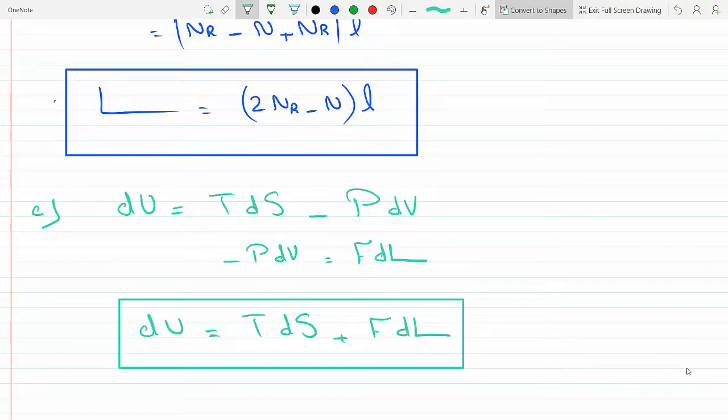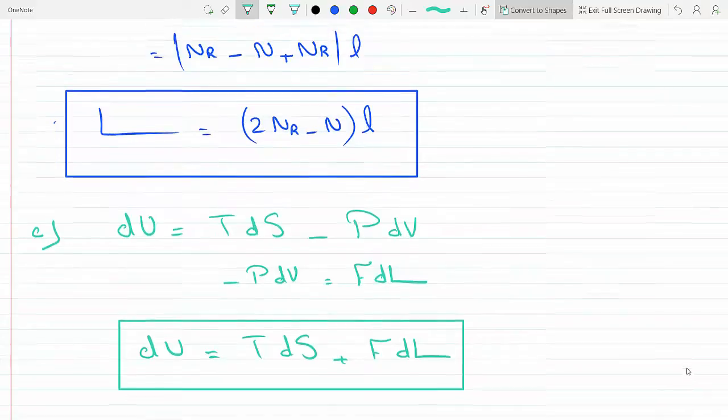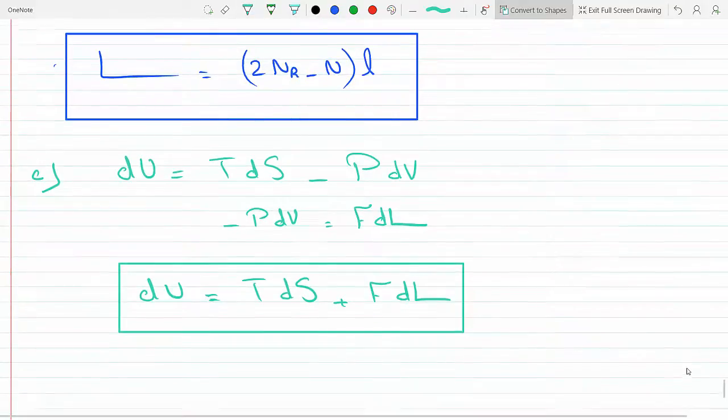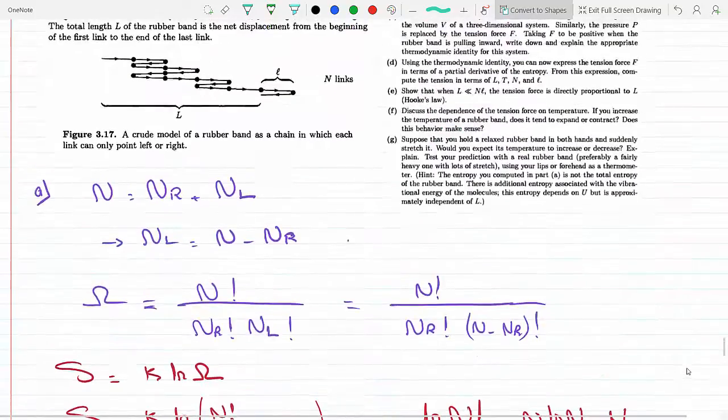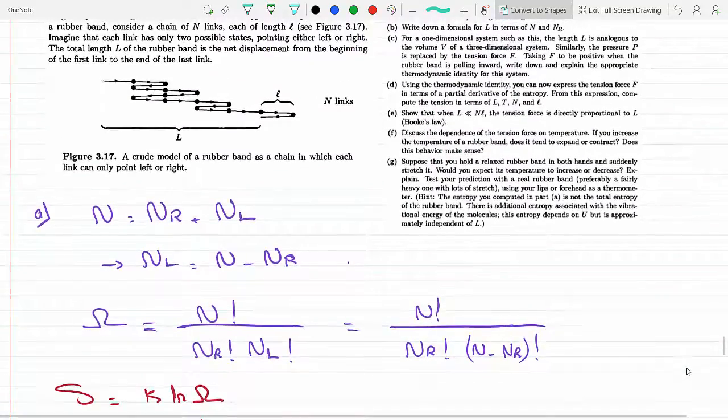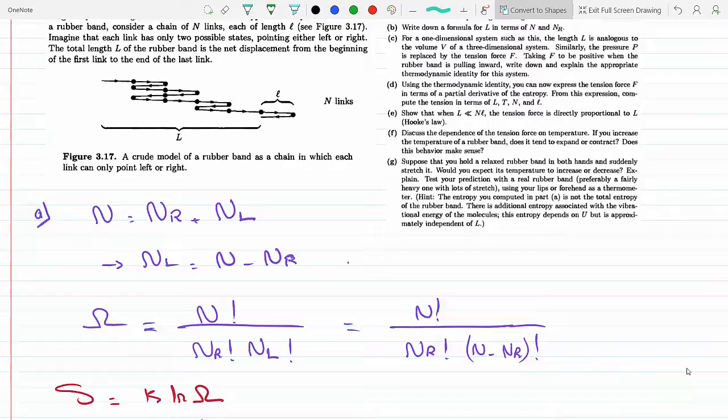Okay, for part D, let's see. It says using the thermodynamic identity that we had, you can now express the tension force in terms of the partial derivative of the entropy, and from this expression find the tension force in terms of L, T, and N.